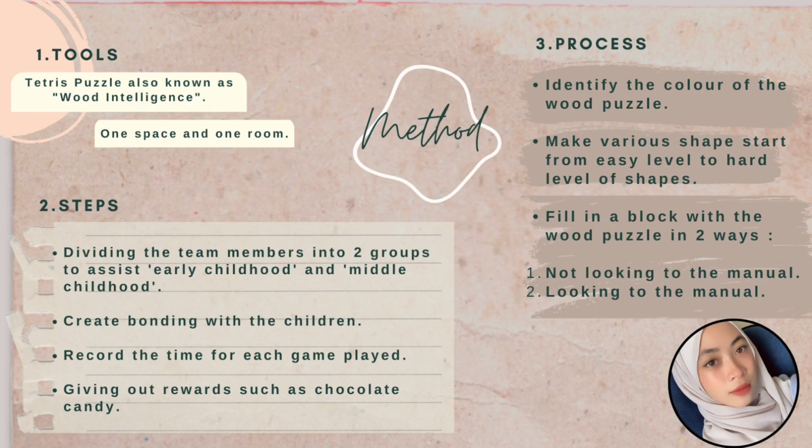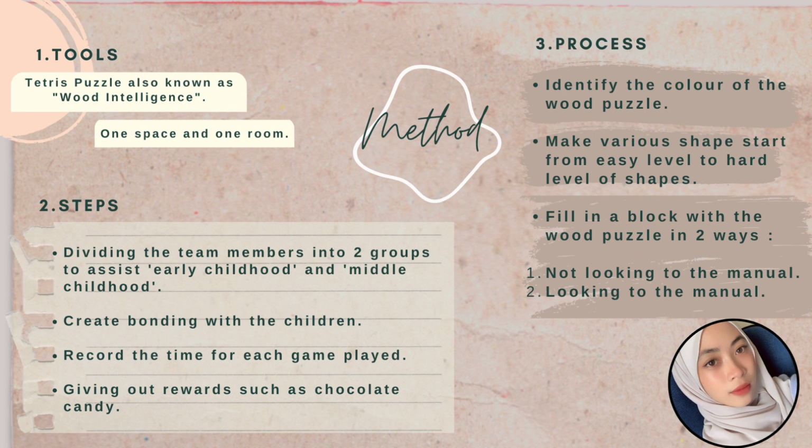The next thing included in this experiment is the method. For this experiment, early childhood ages 2 to 6 years and middle childhood ages 7 to 11 years were assigned to activities using a Tetris puzzle. Participants in both conditions have to do the activities in groups. Firstly, for items, we use the Tetris puzzle, also known as a word intelligence puzzle, and we use 1 space and room for this experiment. Next are the steps.